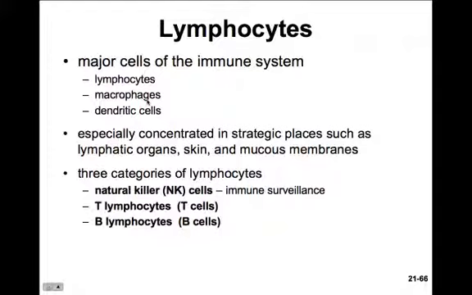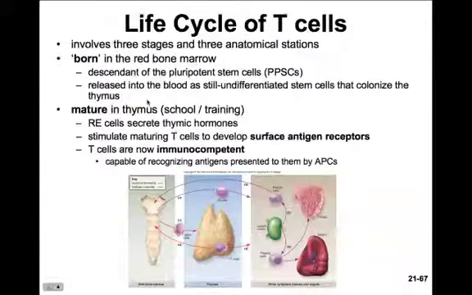There are 3 categories of the lymphocytes. They're natural killer cells that we've seen already in immune surveillance. And now we'll get into more detail about T lymphocytes and B lymphocytes. As you'll recall, the T lymphocytes were involved in the cellular response, and the B lymphocytes are involved in the humoral response. So let's look at the life cycle of T cells to begin with.